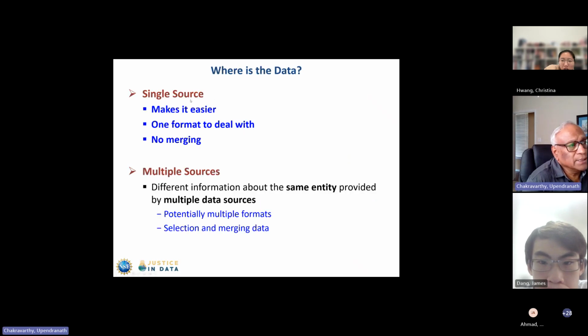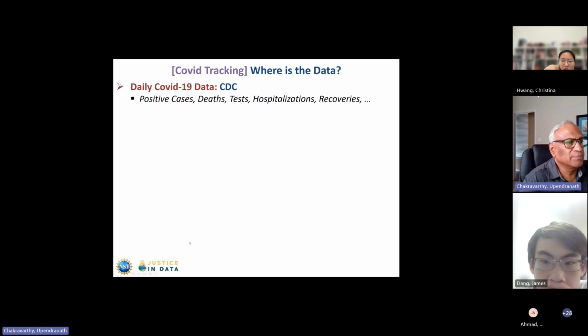If it is a single source, it makes it easier. If it is in a single format, it's good. There is no merging involved. Multi-source means different information about the same entity is provided, so there has to be some common entity to merge them. If there is no common entity, there is no way to merge them. In our case, we had that in terms of the counties and county numbers, potentially in multiple formats, requiring selection and merging.